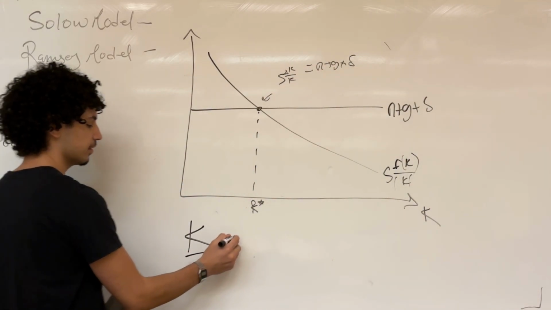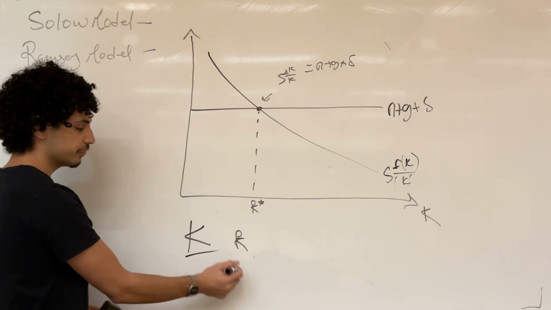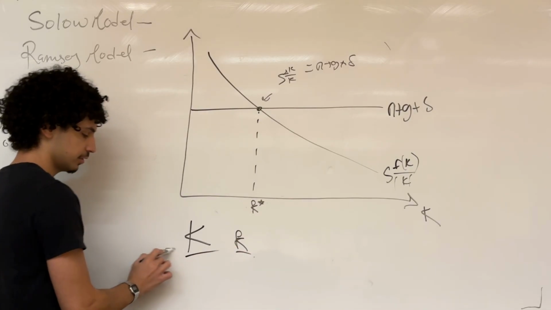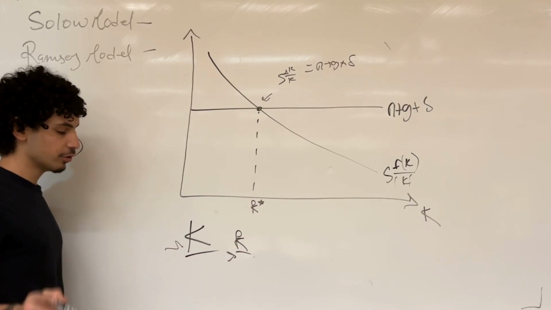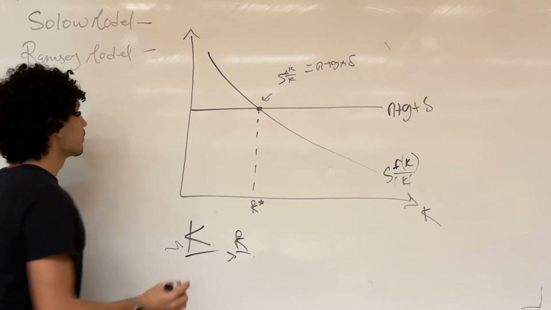Okay, so this is uppercase K, this is lowercase k. That's why I keep doing it like this. The difference between this and that is this is capital, and this is capital per effective unit of labor. Now, what does that mean?